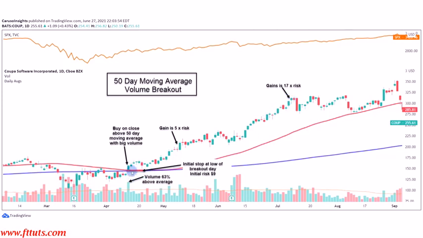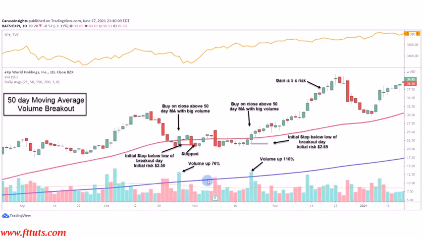So you had a relatively low risk. You could have put it at the low of the day with a $9 risk, and you soon after had a 5 times your risk move. So it's very powerful. It's easy to just buy this on the close of the day. So even if you're busy doing other things throughout the day, you can kind of flip and look at the stocks of importance. And it's really highlighted by the fact that the volume was 63% above average. So crossing that 50-day threshold with big volume coming out of a consolidation is a very powerful pattern.